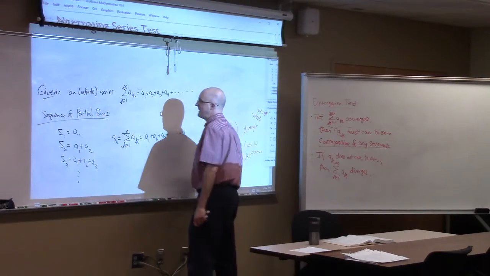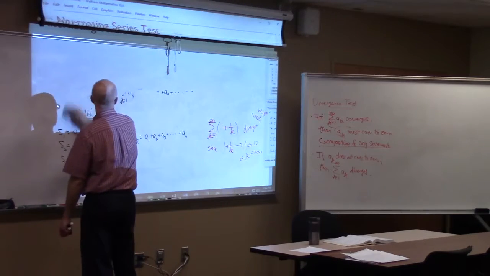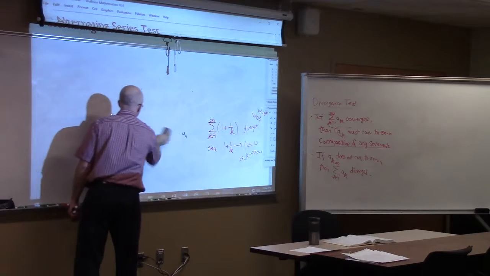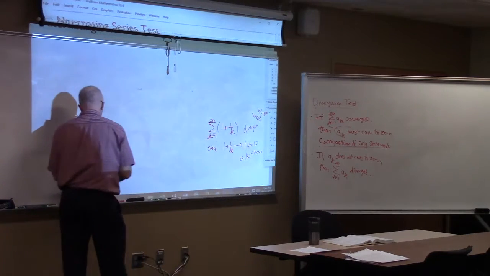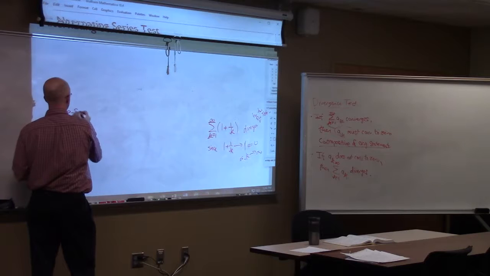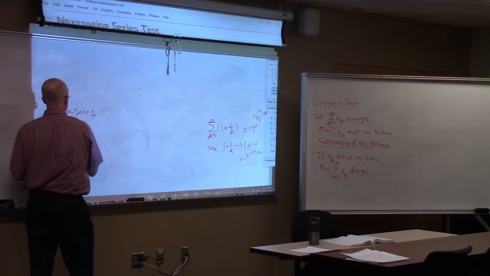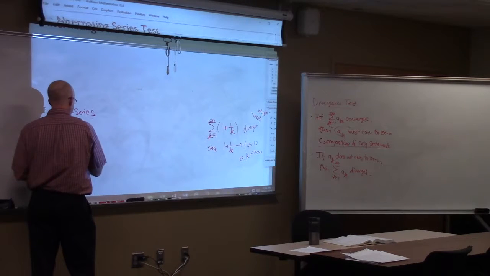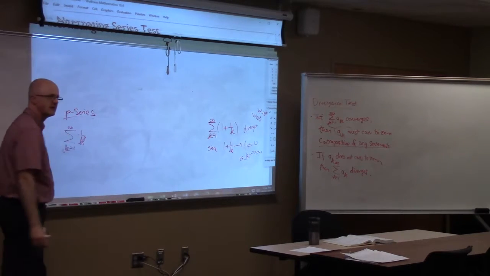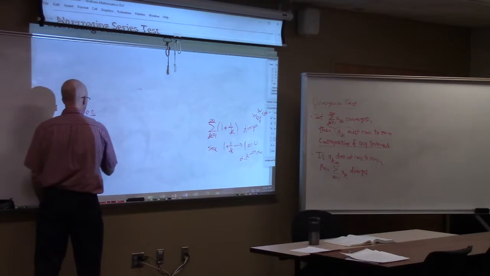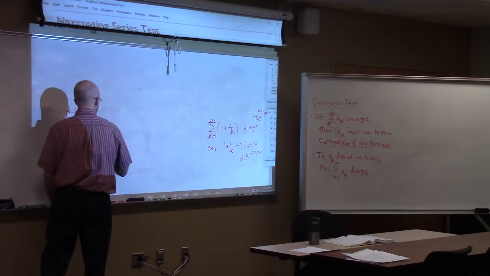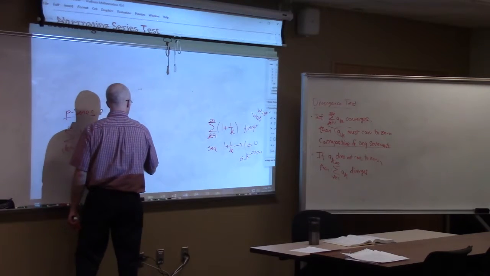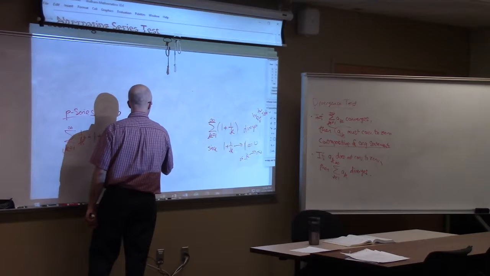Which brings us to p-series. I want to do geometric series as well, but let's do p-series first. P-series, series of the form, add up 1 over k to the p power. If you're going to write that without a summation, it would be 1 plus 1 over 2 to the p, plus 1 over 3 to the p, plus 1 over 4 to the p, plus 1 over 5 to the p, etc.